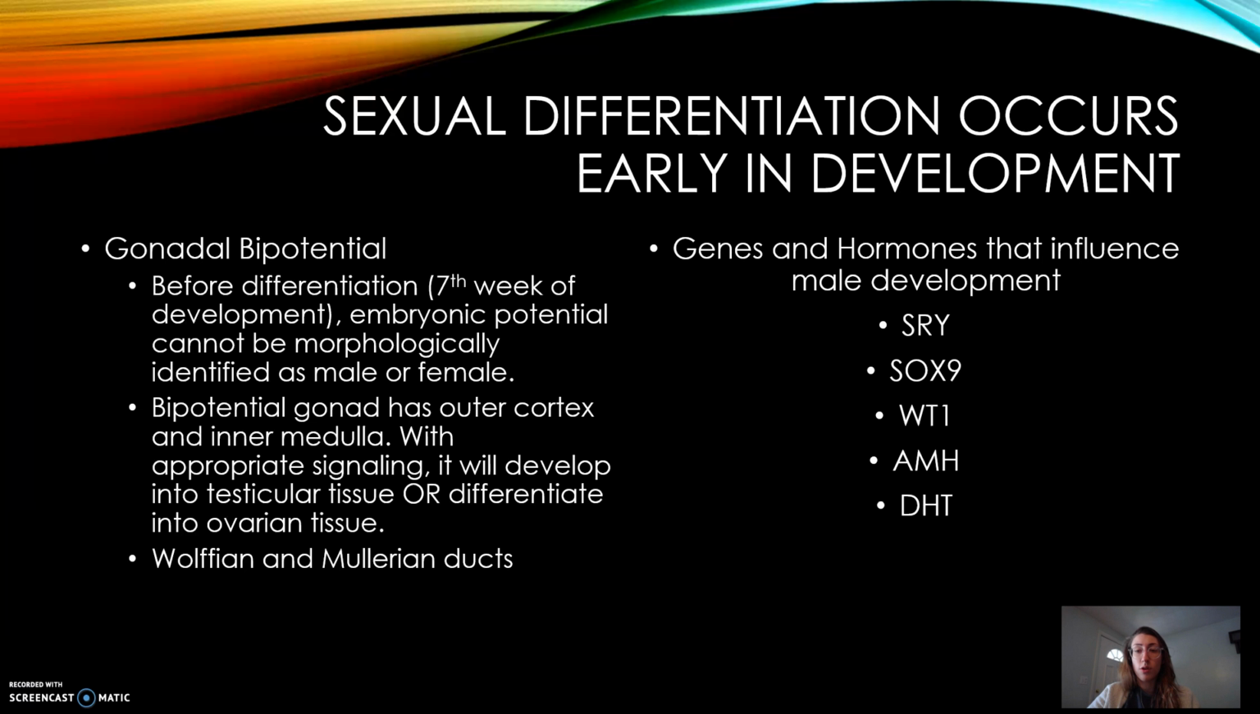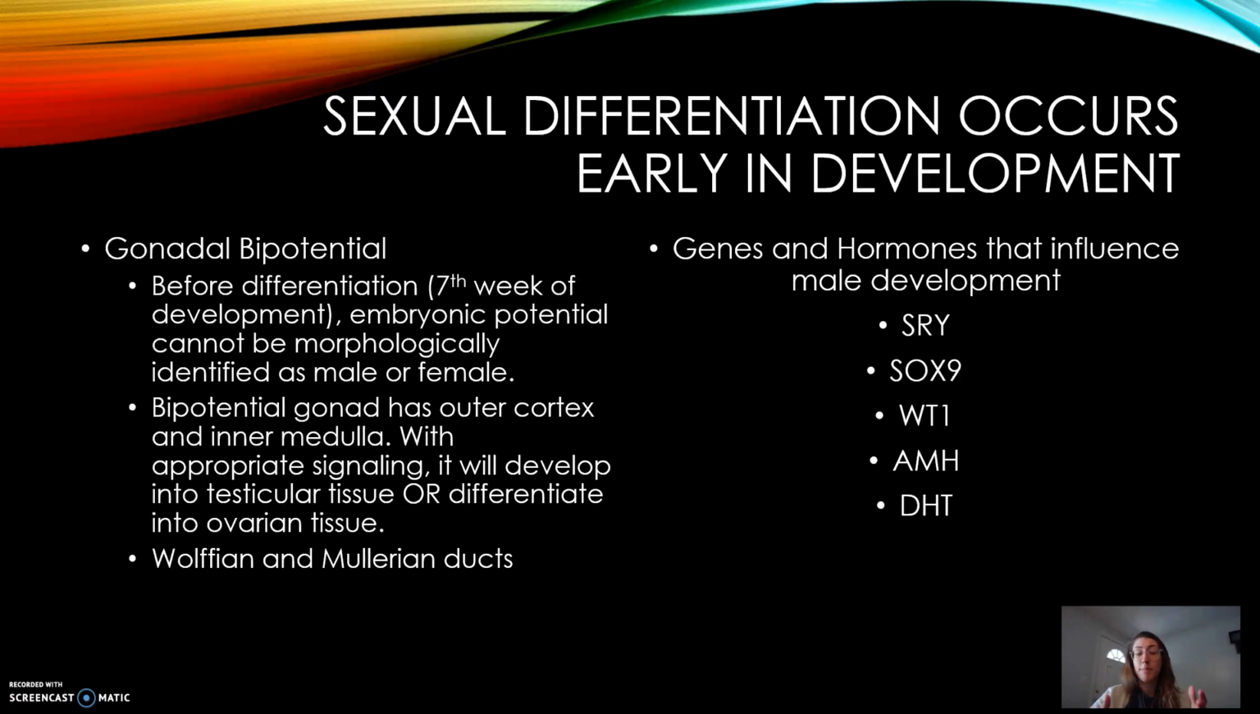Sexual differentiation occurs early in development. In addition to the actual XX or XY developing, we have different hormones and something that we call gonadal bipotential that play a role in determining if a fetus will become male or female. The gonadal bipotential occurs around the 7th week of development, which is before the differentiation of sex occurs. So you have an embryonic potential that cannot morphologically be identified as either male or female.